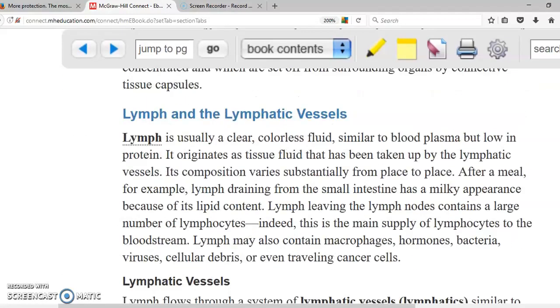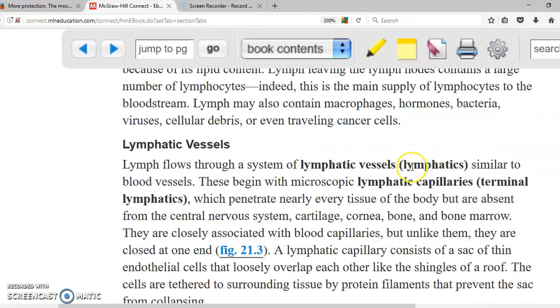So let's take a look at lymph. Lymph is basically the fluid that goes through your lymphatic vessels. The same way the blood goes through the blood vessels, in this case lymph goes through the lymphatic vessels. Lymph has more or less the same characteristics that plasma has, but it has less protein. The smallest lymphatic vessels are the lymphatic capillaries, and you are going to find lymphatic capillaries in your whole entire body except in some very specific areas, such as your nervous system, cornea, bone, as well as cartilage.